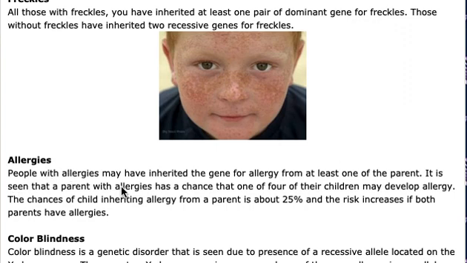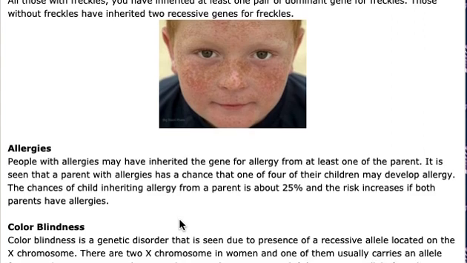Allergies. People with allergies may have inherited the gene for allergy from at least one of the parents. It is seen that the parent with allergies has a chance that 1 in 4 of their children may develop the allergy. The chances of a child inheriting allergy from a parent is about 25%, and the risk increases if both parents have allergies.